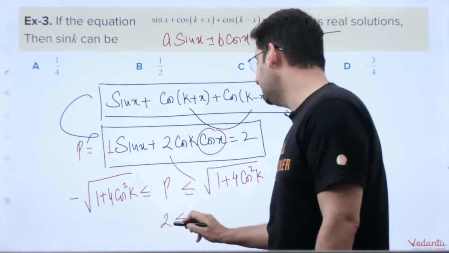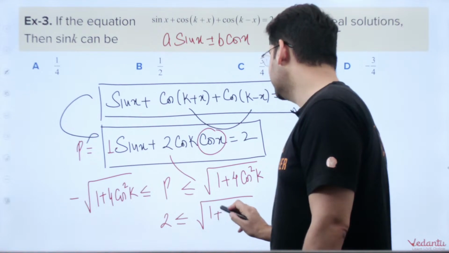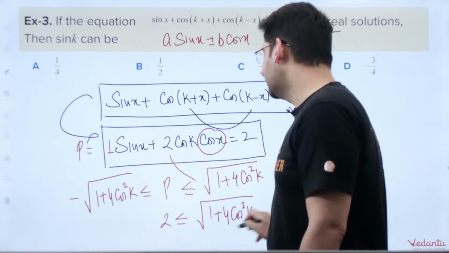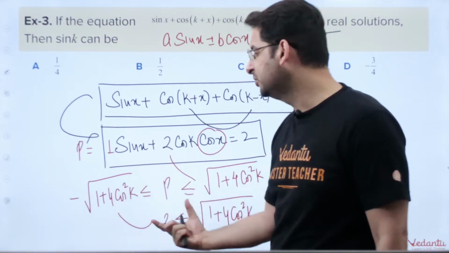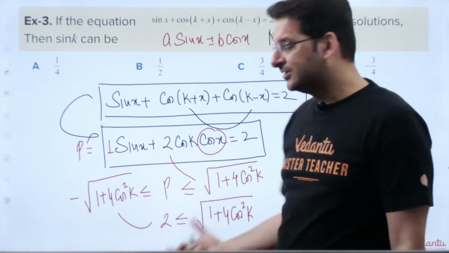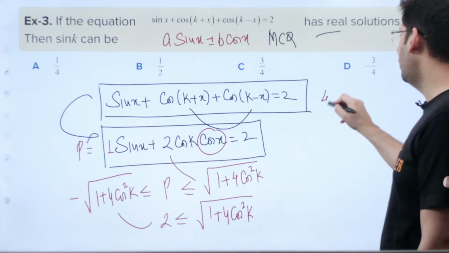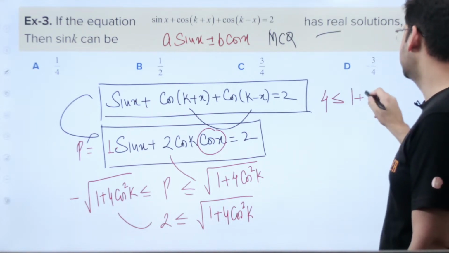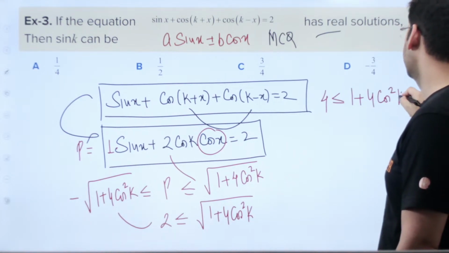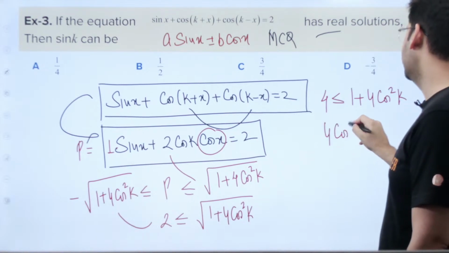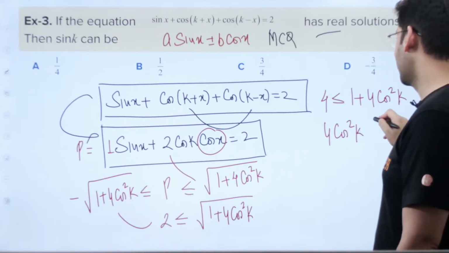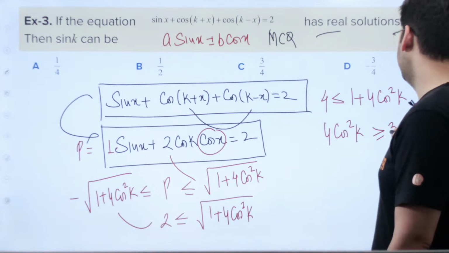So 2 is less than or equal to root of 1 plus 4 cos square k. You can solve this also. The other side is always going to be true, since 2 is always going to be greater than a negative value. So this is the one that we have to solve. You can square it. 4 is less than or equal to 1 plus 4 cos square k. So 4 cos square k is going to be greater than or equal to 3.